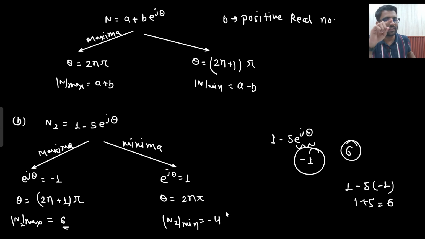E to the power j theta equals minus 1, then you will think about theta. How will I get theta? Minus 1, that means cos 0 is 1, so 0, 2 pi, 4 pi. Sorry, e to the power j theta minus 1 I need. So cos pi is minus 1. So pi, 3 pi, 5 pi. So (2n plus 1) pi.